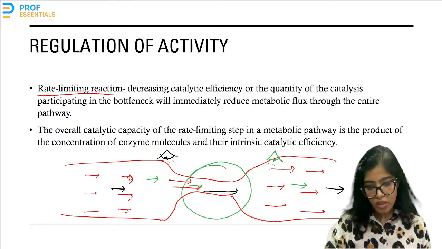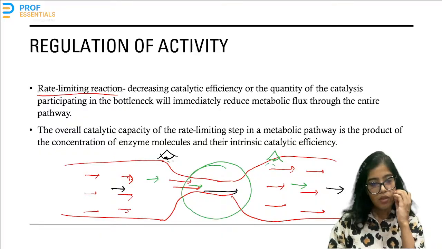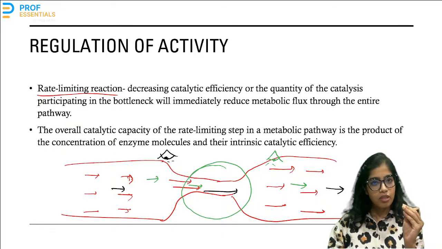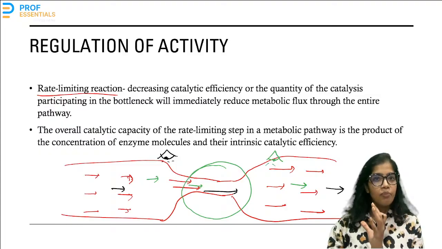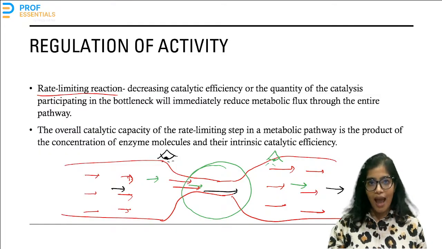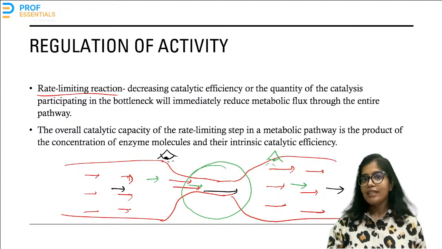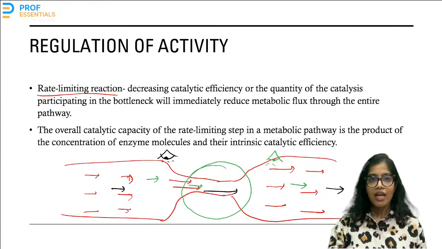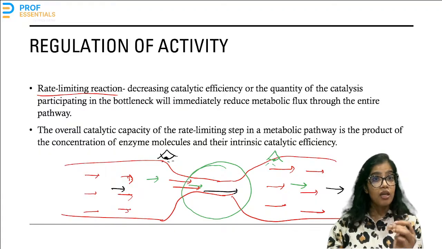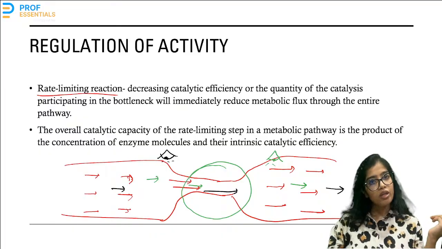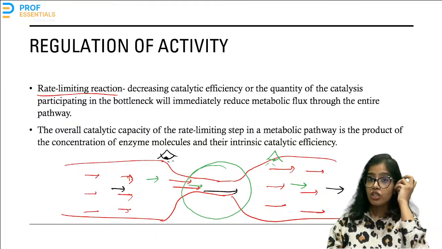So this is how this rate limiting step proceeds. Okay. So the catalytic efficiency of the rate limiting step, at the bottleneck, is what is going to determine the rate of the overall reaction. The overall catalytic capacity or catalytic efficiency of the rate limiting step is what is going to determine the metabolic flux, or the rate of the overall reaction.